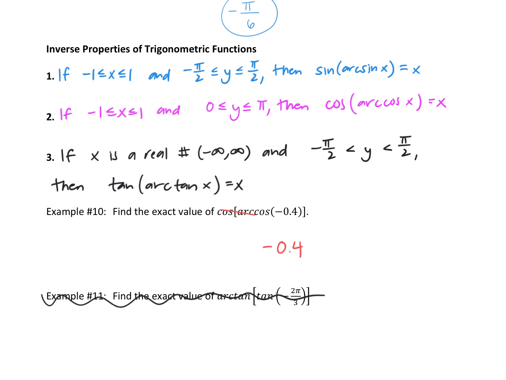It's not always that easy. Again, we're always going to do the inside function first and then the outside function if we can't just cross them out like we just did. So we're not going to do example 11. We're going to move on to the next page.